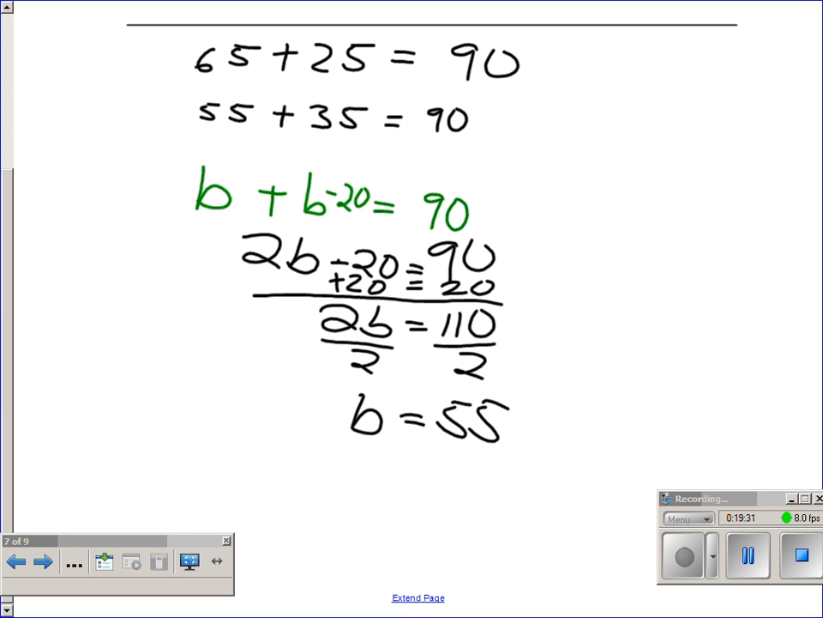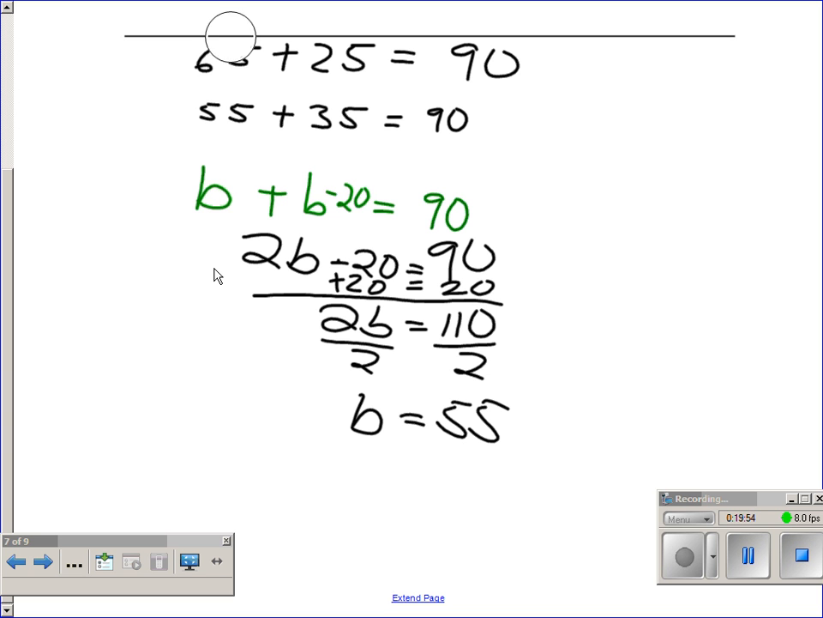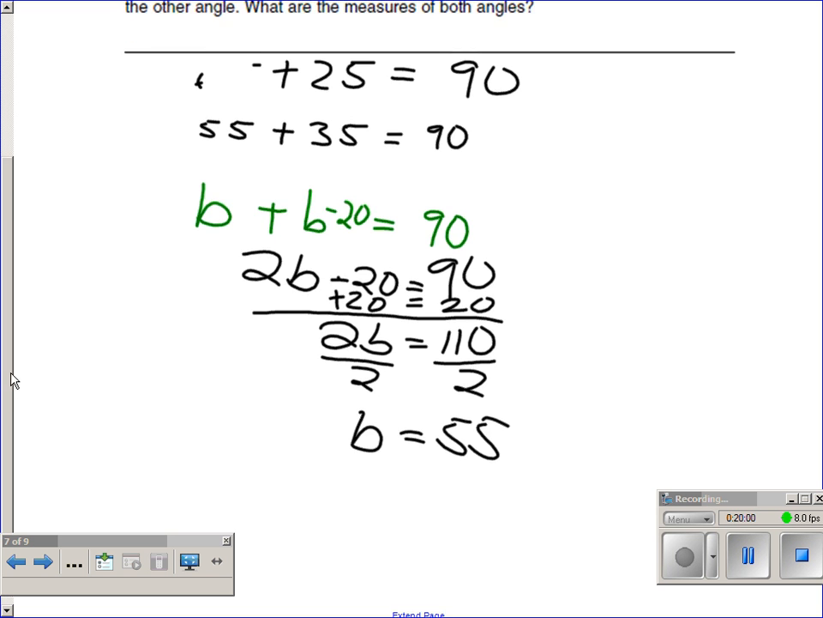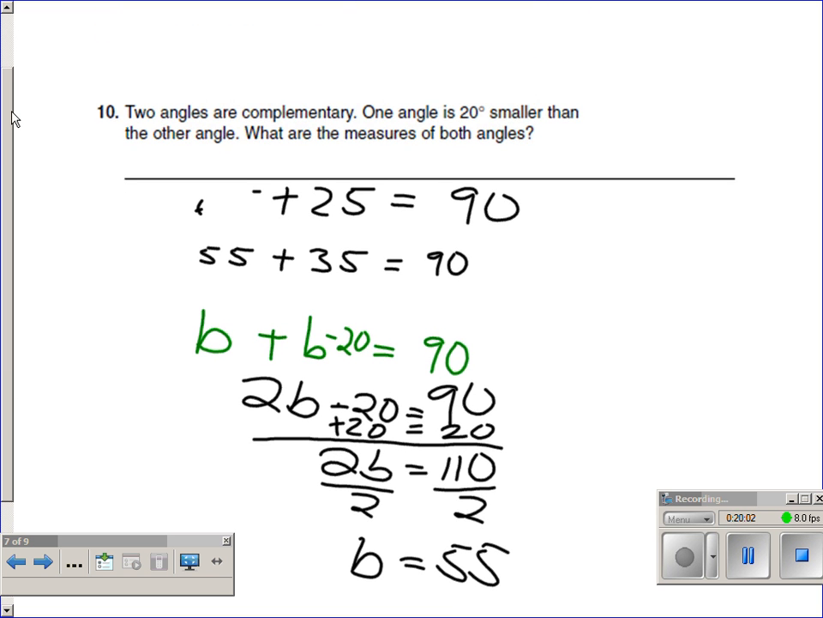I broke it down into, I know that one angle has to be something. It's B. And when we add that to the other one to get to 90, it is B subtract 20, because that's what the problem says. If we go back up, two angles are complementary. One angle is 20 degrees smaller. Here's one angle. Here's the other angle that's 20 degrees smaller than the first.